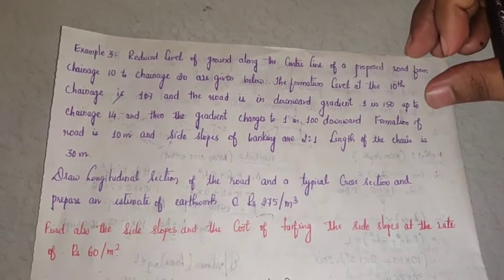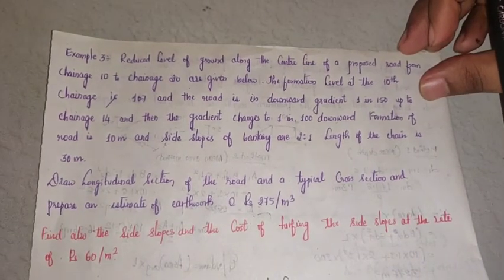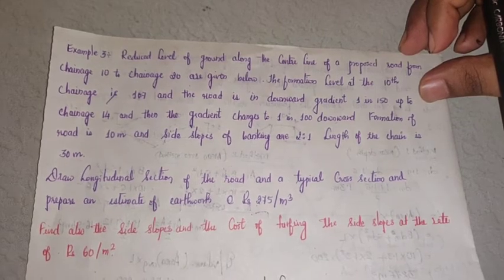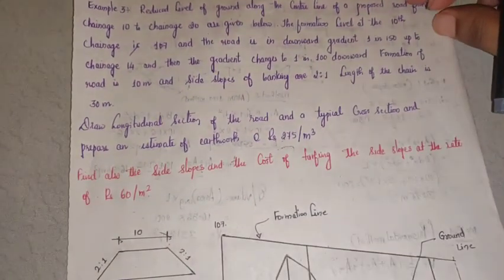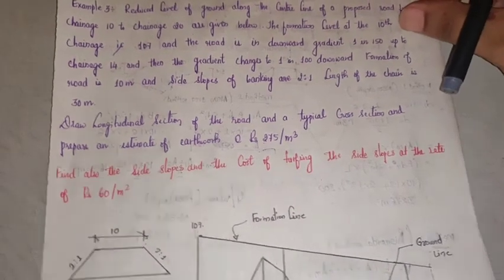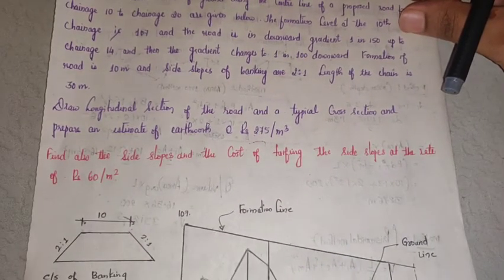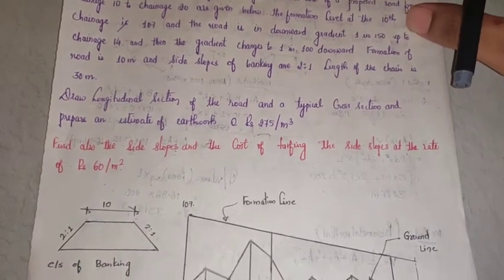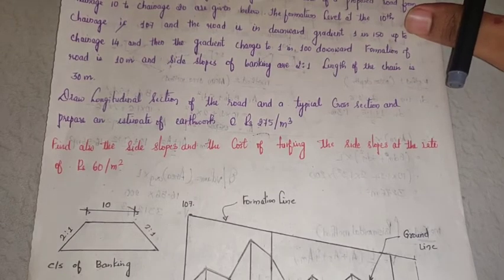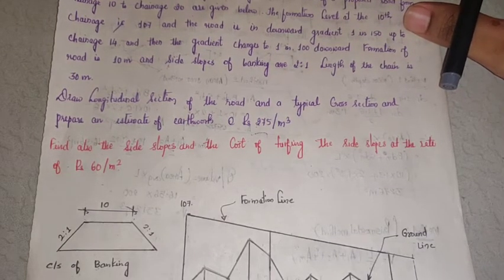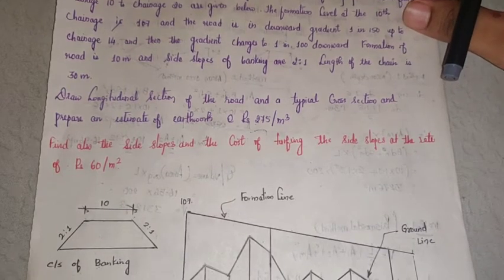Draw the longitudinal section of the road and the typical cross section and prepare an estimate of earthwork at rupees 275 per meter cube. Find also the side slopes and the cost of turfing the side slopes at the rate of rupees 60 per meter square. Now the part written with red pen is the assignment for you again. So you have two assignments in this video which you have to solve.